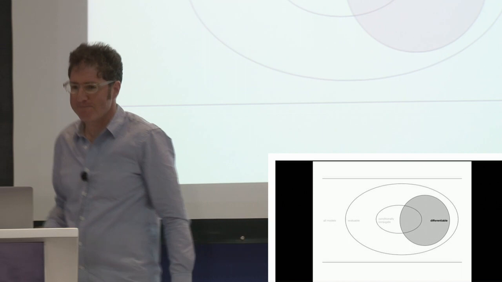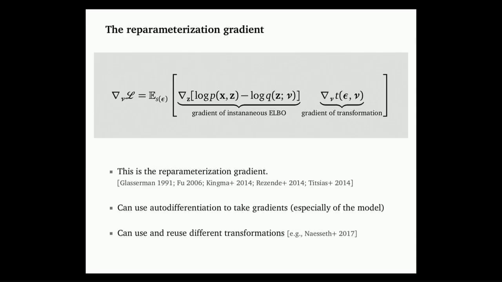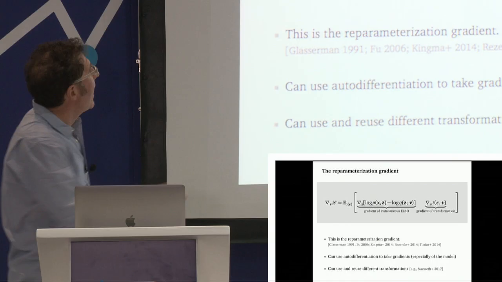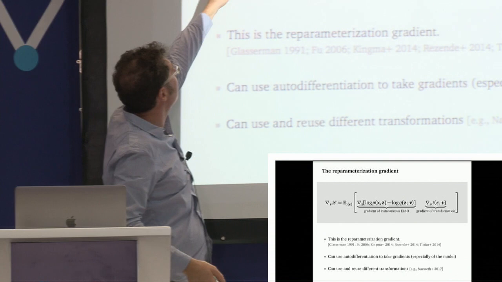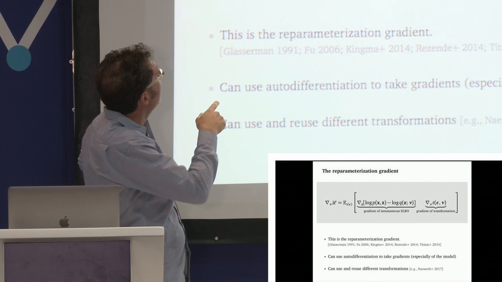Okay, so here is the reparameterization gradient. Again, my goal in black box variational inference is to calculate the gradient of the ELBO and to construe it as an expectation so that I can then take Monte Carlo estimates of it and use stochastic optimization. And so here, the gradient with respect to the variational parameters of the ELBO is an expectation with respect to the noise distribution of the gradient of the instantaneous ELBO with respect to z.